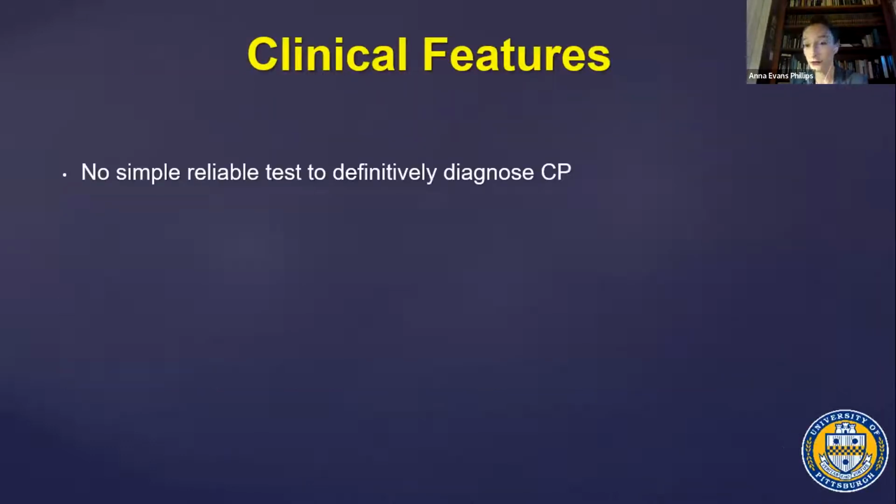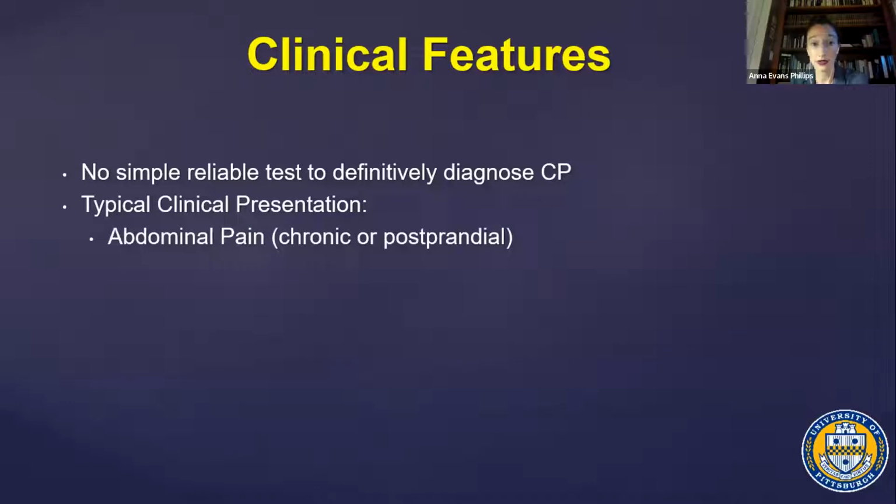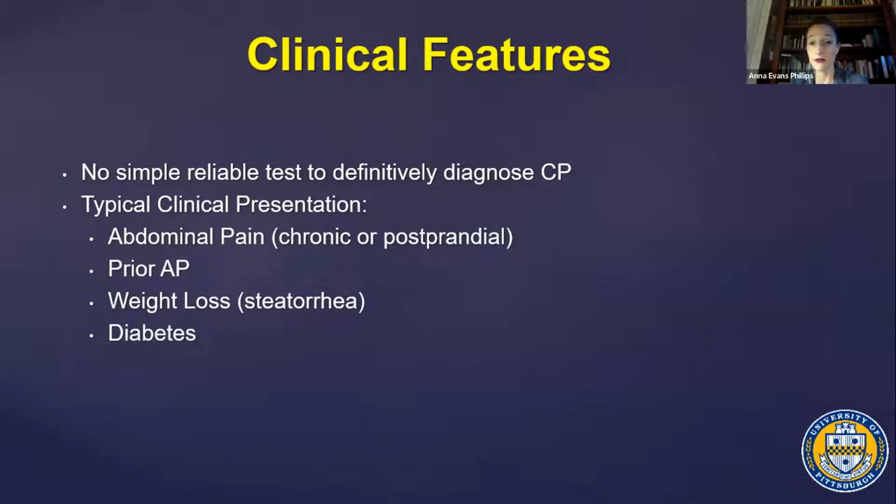And so clinical features of the disease, as I mentioned, there's no universally accepted definition, and there is no simple, reliable test to definitively diagnose chronic pancreatitis. But a typical presentation for many patients might include abdominal pain, which is either chronic or postprandial or episodic in some other fashion. Many have had a prior history of acute pancreatitis. Some may present with evidence of weight loss and a fatty diarrhea that's called steatorrhea. Some may also present with concomitant diabetes from destruction of beta islet cells in their pancreas.